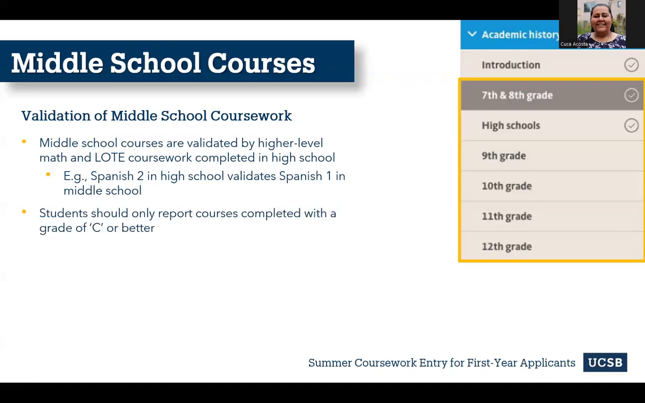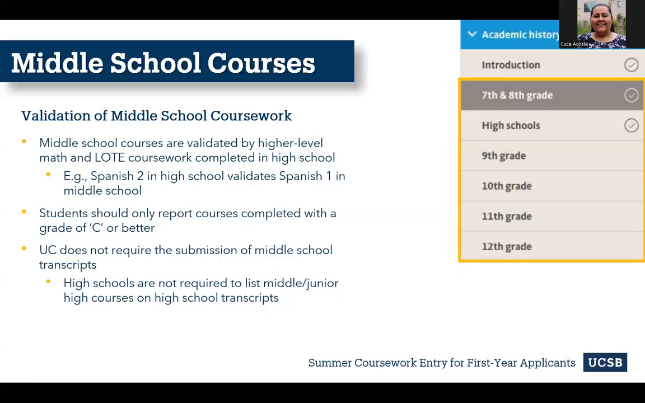So as I mentioned again, students should be only reporting coursework that they completed with that C or better. As a tip, in the UC application there's nowhere for students to report pluses or minuses. And again, for middle school coursework, we're not asking for the grades, but in theory, if they completed that course, they should only be inputting that course in middle school coursework if they had received a passing grade, C or better. Now, we are not going to be asking for those middle school coursework grades. We're also not going to be asking for those middle school transcripts.